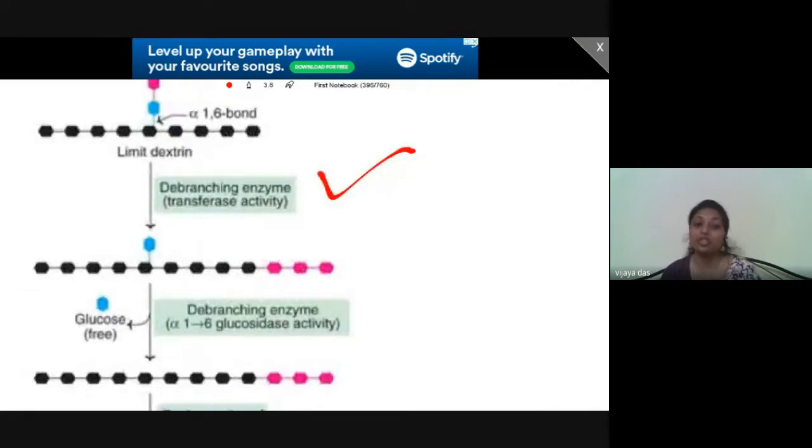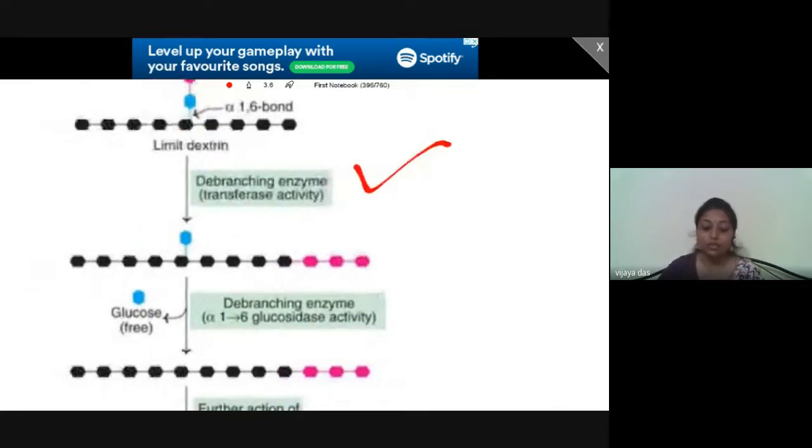enzyme. Debranching enzyme means the enzyme which will remove the branch from this head region and it will bring it to the linear chain. Remember what happened when we studied synthesis: first the linear chain was being formed, then from there it broke and went into branching, correct. Now you see what is happening, just the reverse is happening. So first the branch is getting broken and it is attaching to the linear chain, right?